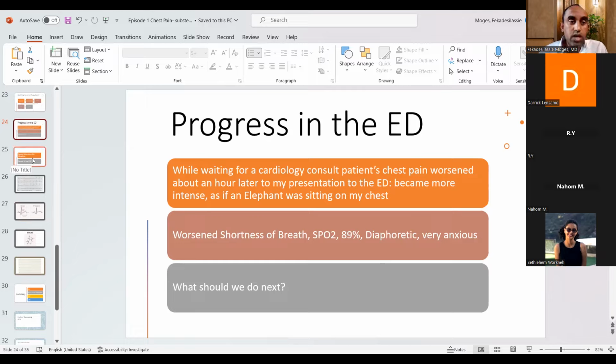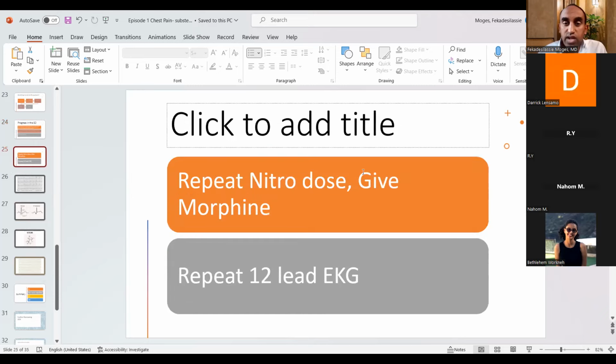Repeat the EKG. Repeat the EKG, excellent. So repeat nitro dose, give them nitro, give them morphine, repeat 12 lead EKG, okay? Things are worsening. Now I am becoming more anxious. Not only the patient, the physician should also become anxious, okay? Because things are worsening. You never know what's happening.